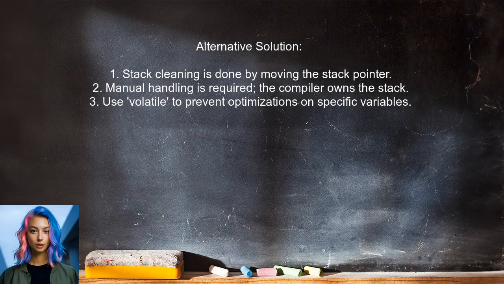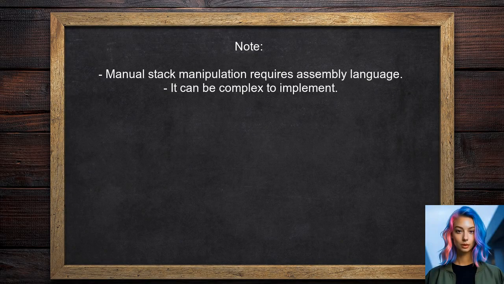This user explains that the stack is cleaned by moving the stack pointer rather than popping values off it. They emphasize that you need to handle this manually as the compiler manages the stack. Additionally, using the volatile keyword can prevent optimizations for specific variables. They also mention that while you can manually pop the stack clean, it requires assembly language, which can be complex.